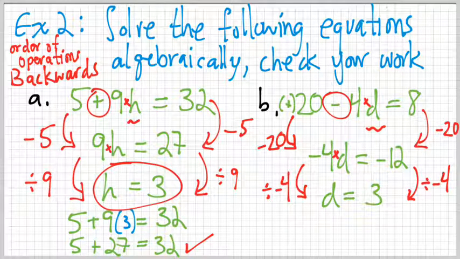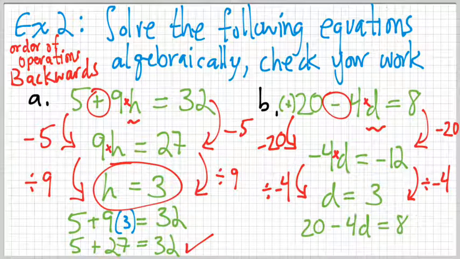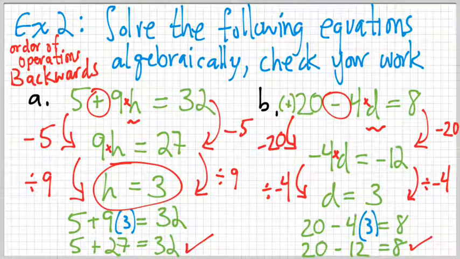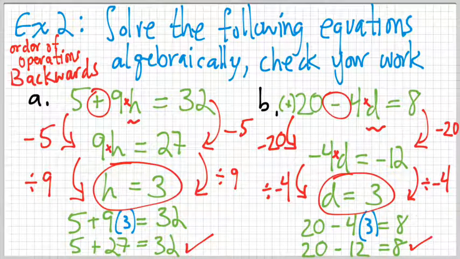But let's check that real quick. We'll copy the equation. I'm going to swap out my d for a 3, and I do the multiplication first. 4 times 3 is 12, and the minus that was there is going to stay. The 20 stays. We'll put the 8 in there, and 20 minus 12 is indeed 8. So that confirms that our answer is 3.